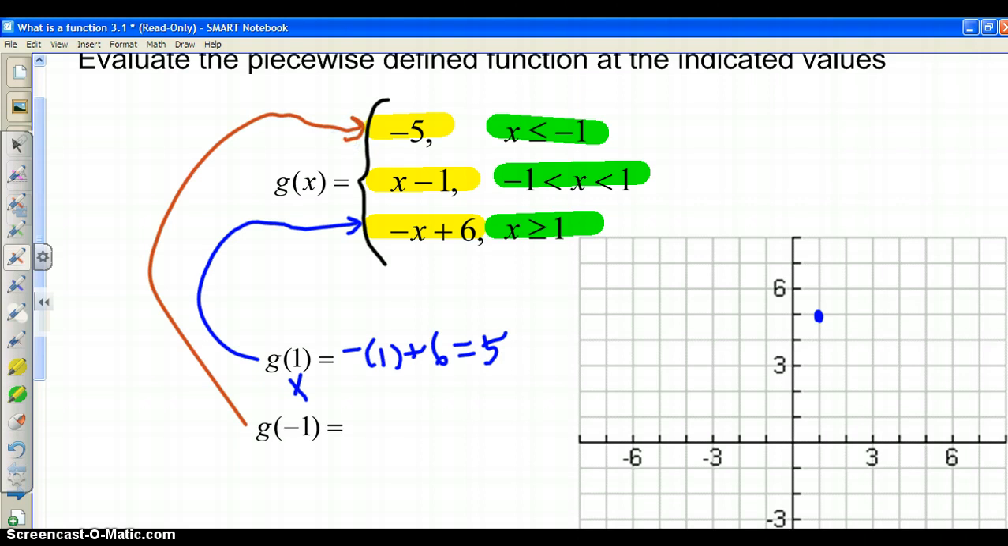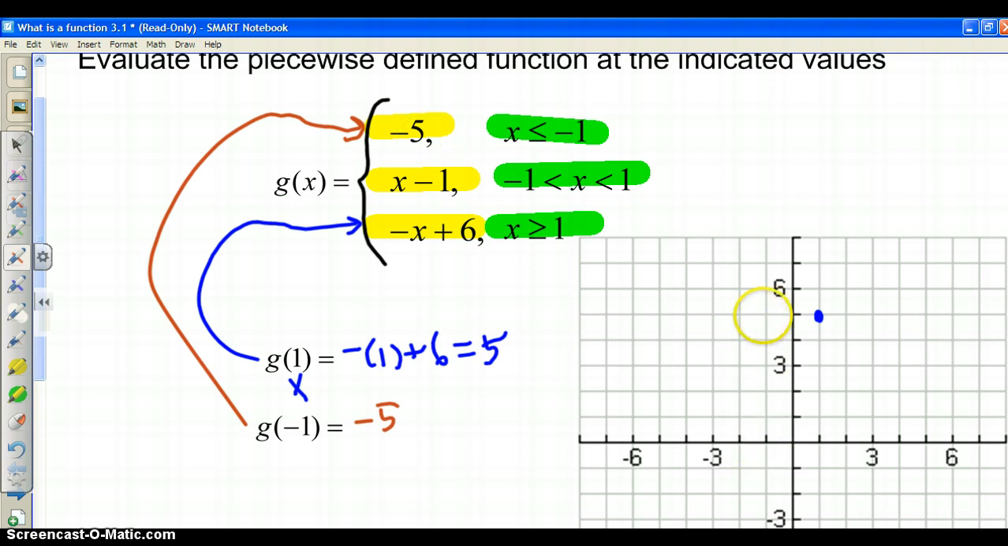Now, what's a little strange is, if you try to plug negative 1 into this function, there's no x to plug into. See, there's an x, there's no x. So the answer is just negative 5. There's nothing I can plug in. If anything's in that domain, the output will be negative 5, no matter what. So that's the point negative 1, 5.